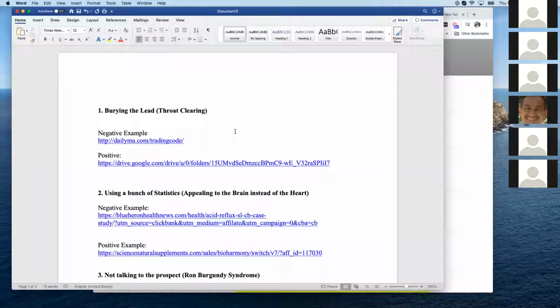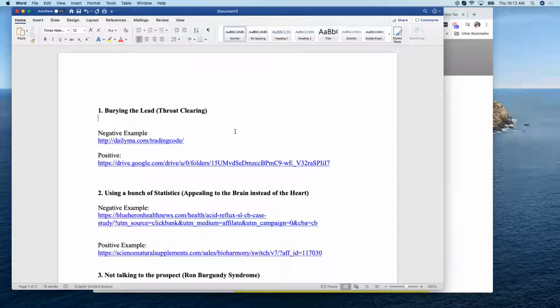So the first one is burying the lead, which can also be called throat clearing. Throat clearing is where, instead of getting to the big idea or the hook or whatever is going to capture someone's attention in the lead, people start talking about stuff that's not actually important or vital. They clear their throat. It's almost like they're stalling.